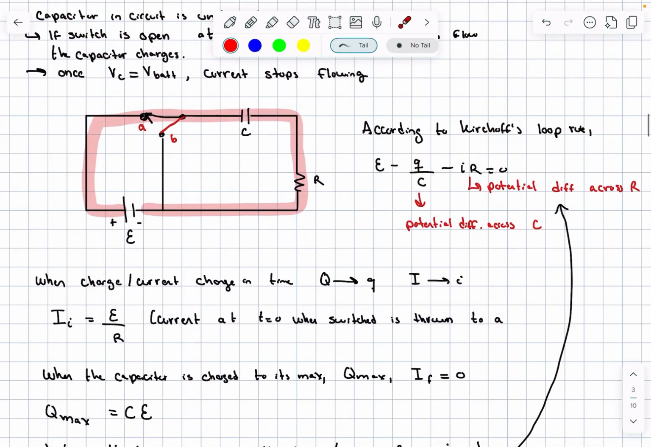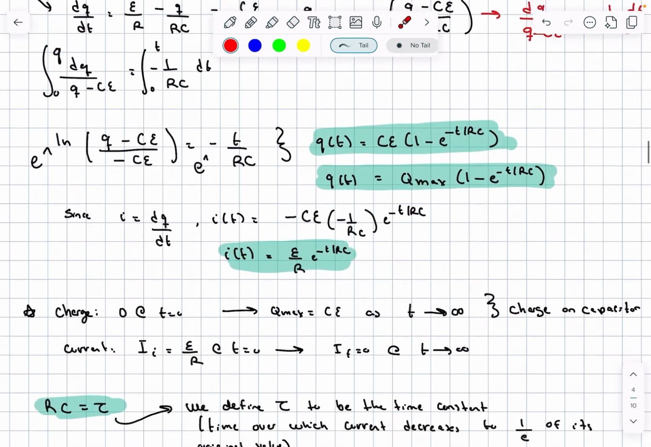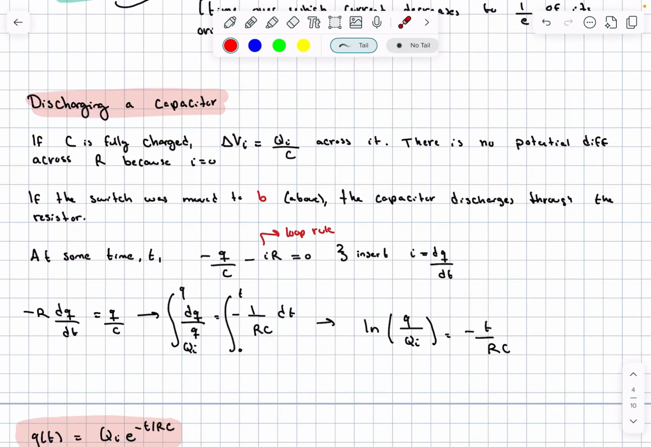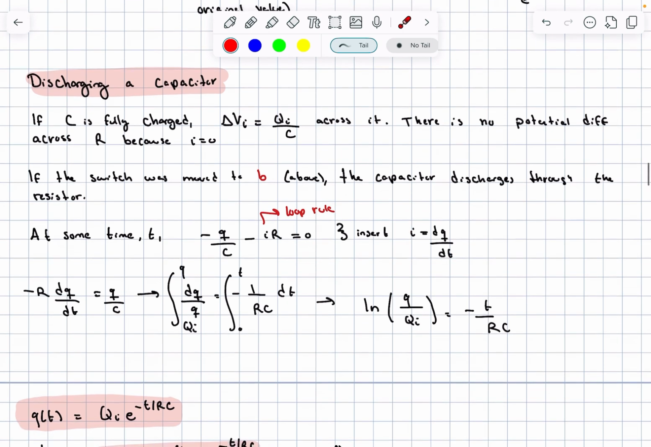So if we switch it like this, this is our circuit instead. We're not going through the battery anymore, we're just going through the resistor and the capacitor. Now, according to the loop rule, this is our capacitor and this is our resistor, so negative Q over C minus IR is equal to 0. Now we know that I is equal to dQ over dt, so all we're going to do is insert that into this equation like we've done before and put it onto the other side, and then we get negative R dQ over dt is equal to Q over C.